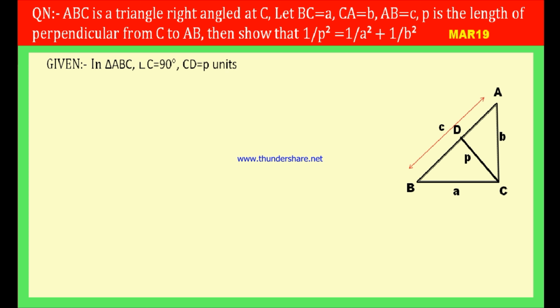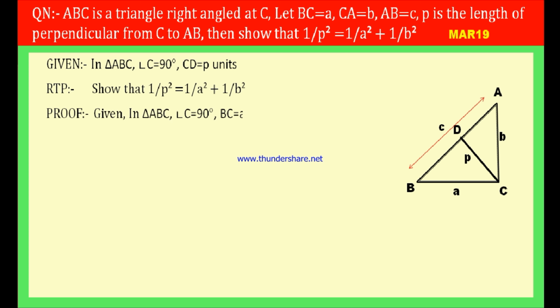Given in triangle ABC, angle C is equal to 90 degrees and the length of CD is equal to small p units. And the RTP, you have to prove that 1 by p square is equal to 1 by a square plus 1 by b square. Let us prove it. In order to prove it, if you look at the diagram, ABC is the triangle and angle C is equal to 90 degrees. And BC is equal to a units and AC is equal to b units.